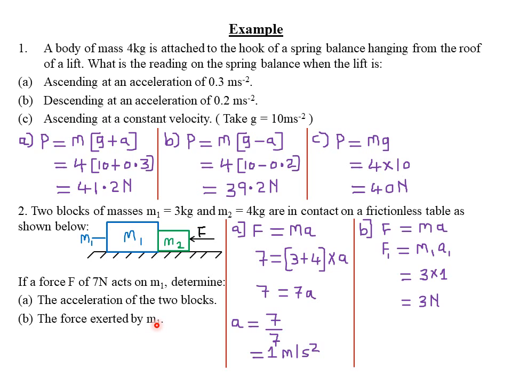Then part B, they want us to find the force exerted by m1. So we isolate m1, the mass of the first block. Remember, the same force is acting, and force equals ma. They want us to find the force exerted by m1, F1. Remember, the bodies are moving at the same acceleration. Therefore, F1 equals the mass of the first block times the acceleration of the first block, which is the same as the total acceleration, because the two bodies are moving at a common acceleration. Therefore, F1 equals m1a. The mass of the first body, m1, is given as 3 kg. Therefore, the force will be 3 multiplied by the acceleration of 1, which gives us 3 Newton.